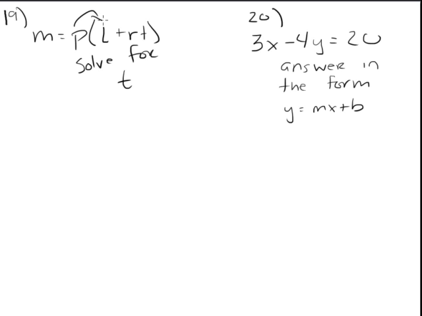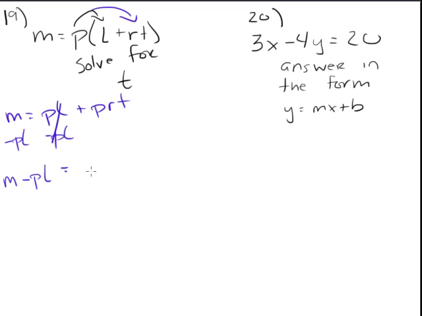Okay, here I have to solve for t. So first, open up the bracket by distributing the p to every term in the bracket. So I have m equals pl, add prt. Then I want t by itself, so I'm going to first take out this pl to the other side. I'm going to minus it. That's gone. I'll have m minus pl equals prt.